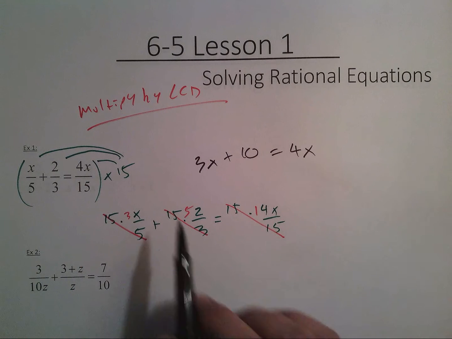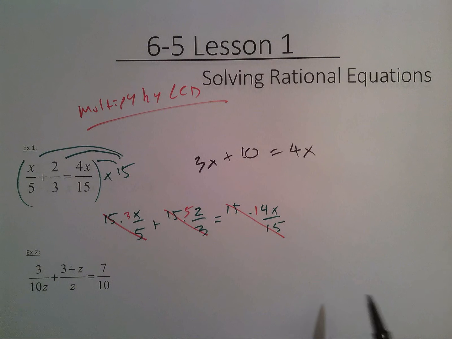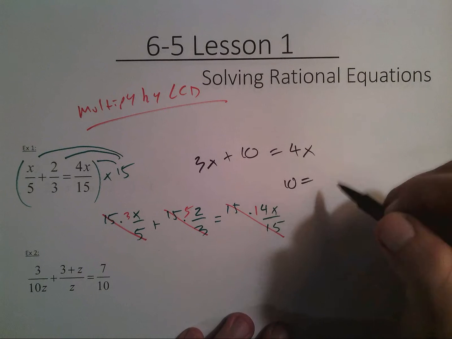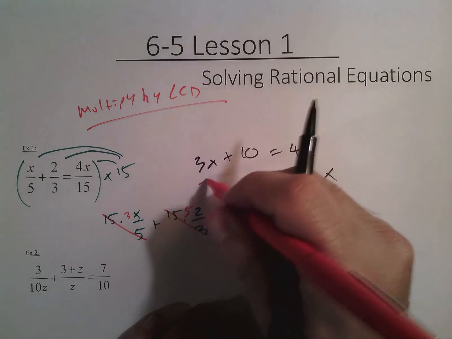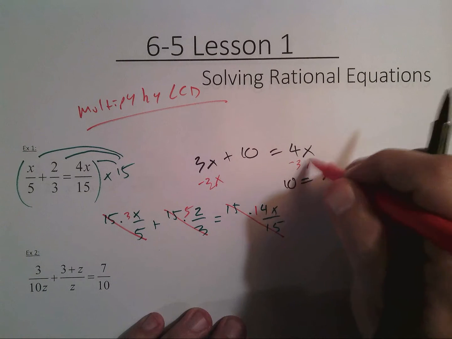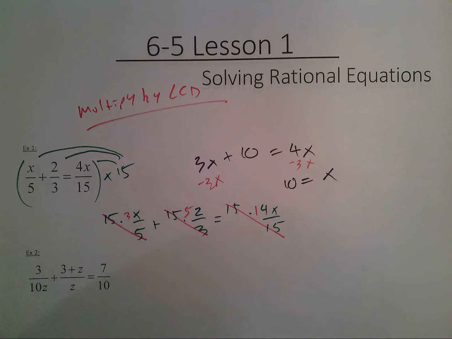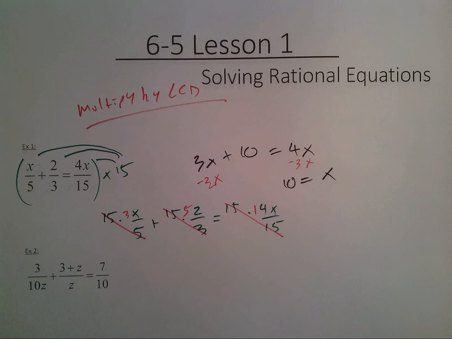So now I can go ahead and solve it out. Subtract 3x from both sides. I get 10 is equal to x. Alright, now, let's do that again, but this time this is going to be closer to what we're actually trying to get at in 6.5.